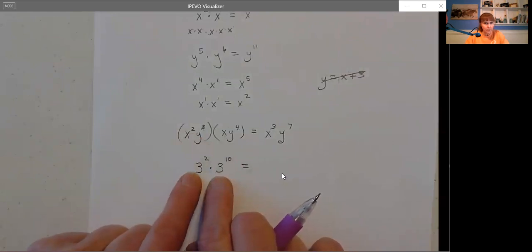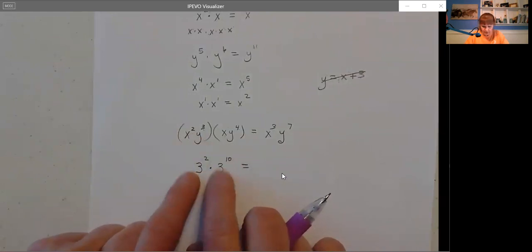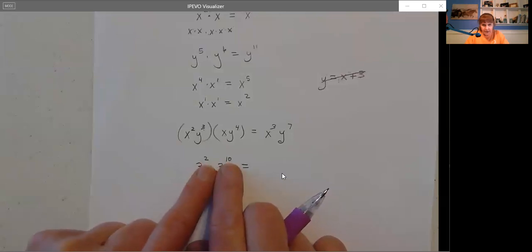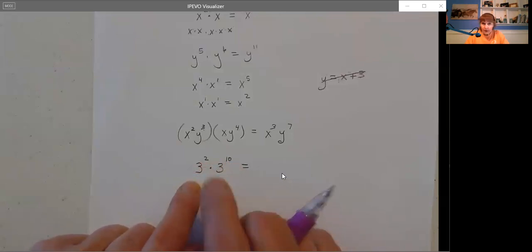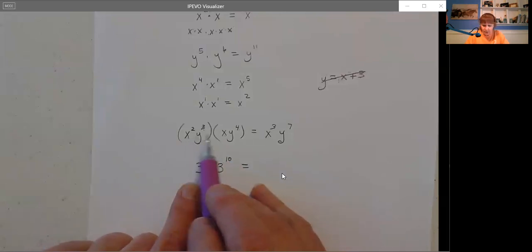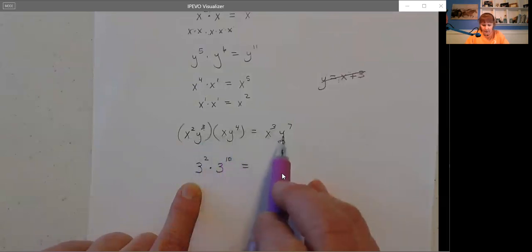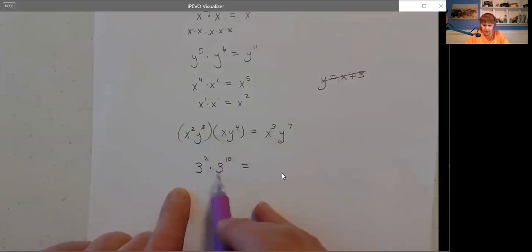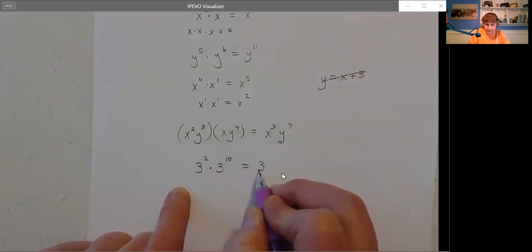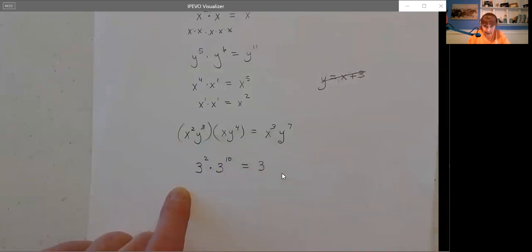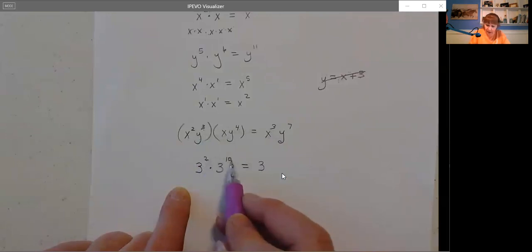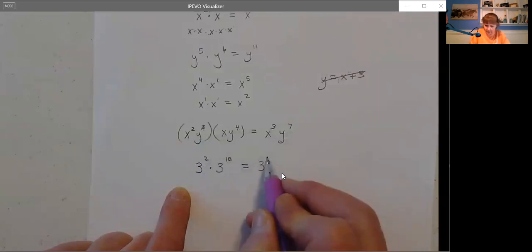And in this case, they are. They're both a 3. Both the bases are a 3. The exponents, I'm going to add the exponents. Now notice that the bases were an X, so I kept the X. The bases were a Y, so I kept the Y. The bases are a 3, so I keep the 3. And then you add the exponents. 2 plus 10 is 12.